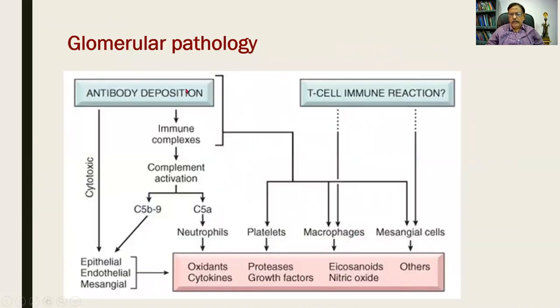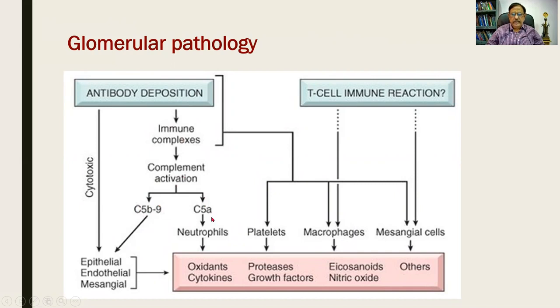And whatever it is, this particular diagram we shall remember. It is from your Robbins. So there is an antibody deposition. There can be the formation of the immune complexes which will activate the complement system. In the complements, two things alone we shall remember: C5a and C5b-9. The C5b-9 is a membrane attack complex which will lead to damage of the cells.